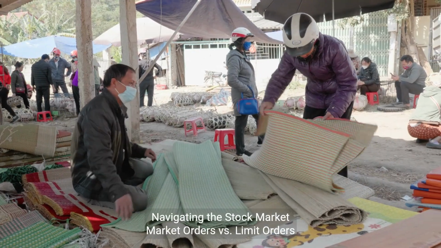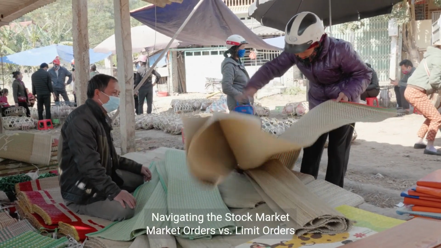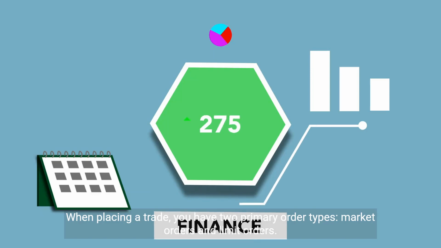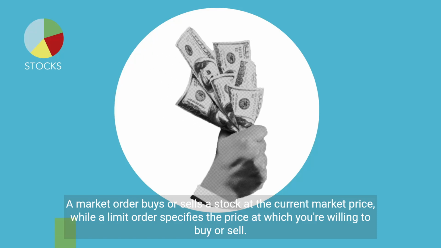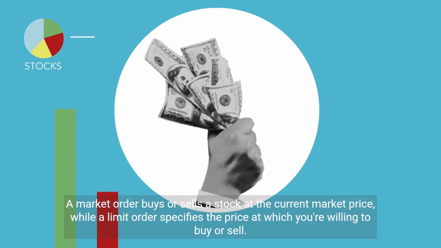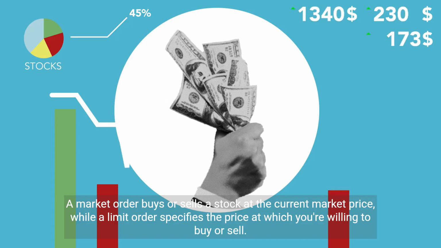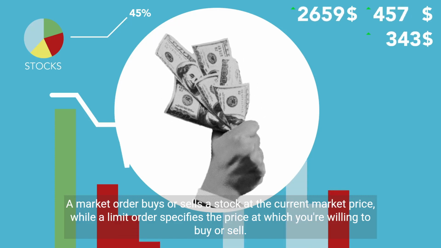Navigating the stock market. Market orders versus limit orders. When placing a trade, you have two primary order types: market orders and limit orders. A market order buys or sells a stock at the current market price, while a limit order specifies the price at which you're willing to buy or sell.